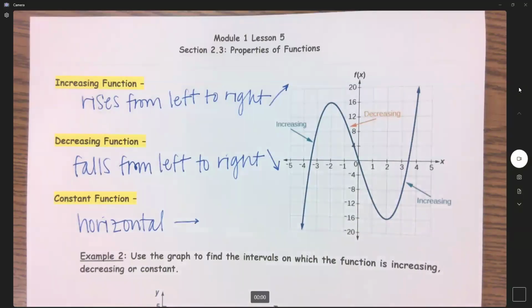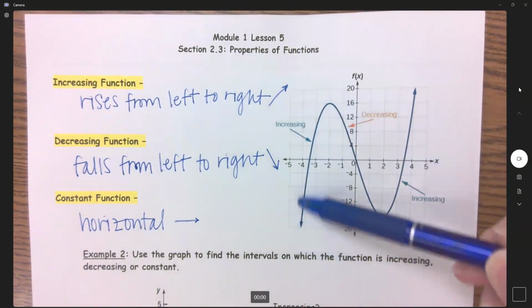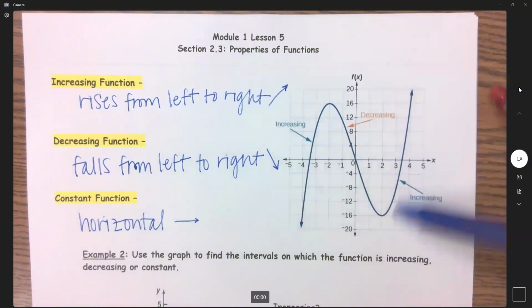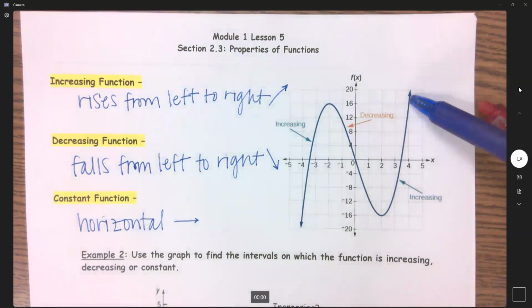Now we're going to go over increasing, decreasing, and constant functions. Pause this video if you need to write this down. But a lot like increasing, decreasing, and constant slope, it's pretty much the exact same thing. When you have an increasing function, it rises from left to right. And so you can see here in this diagram, we have two intervals of increasing. It's increasing right here from negative infinity all the way up till it gets to when x is 2. And then it's increasing right here from, it looks like, 2 to infinity.